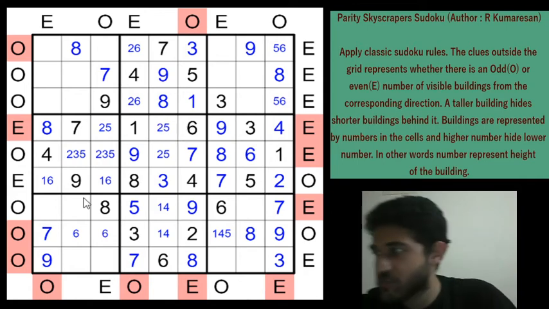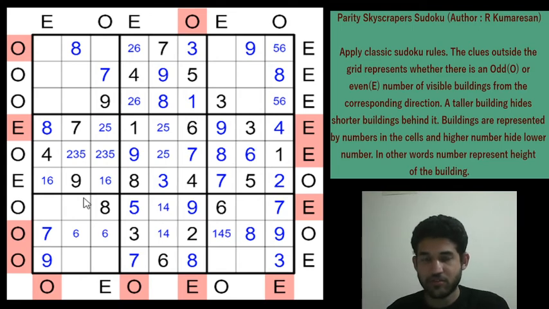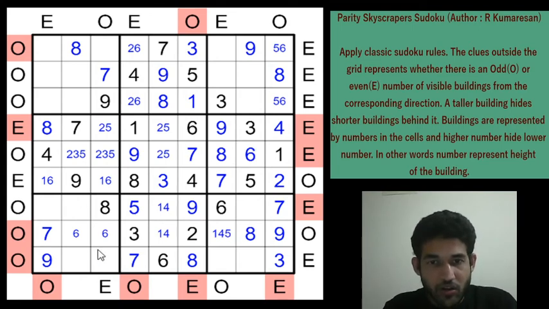So we have, excuse me guys, okay, so we have placed the 7s, we have placed the 9s, we have placed the 8s. What are we yet to see in this Sudoku?